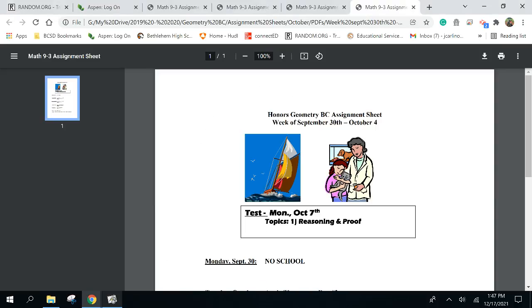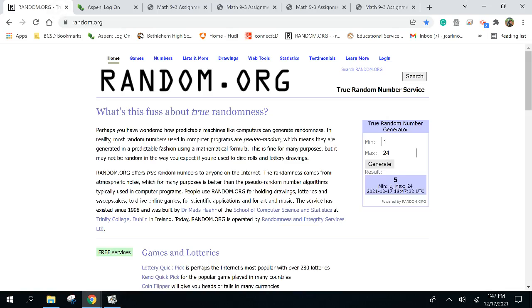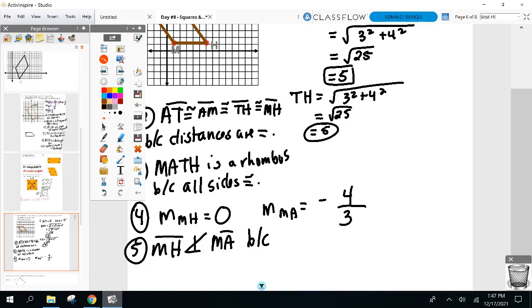Jeez, I got all these assignment sheets open now. Hi, Greg. Why are they not perpendicular?